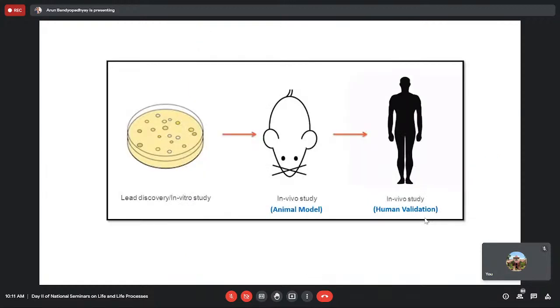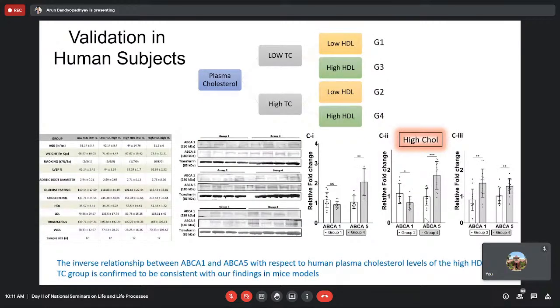And then we checked in human asymptomatic individuals, the so-called normal individuals. In the normal individuals, we can divide them into 4 groups based on plasma cholesterol, the low cholesterol and high cholesterol groups.